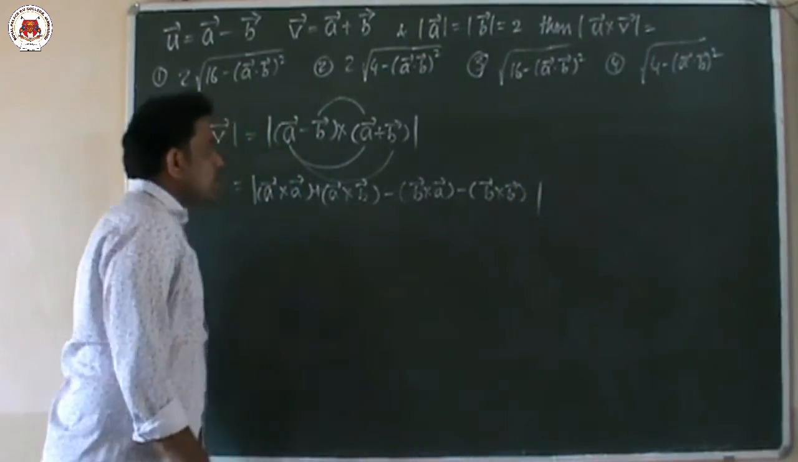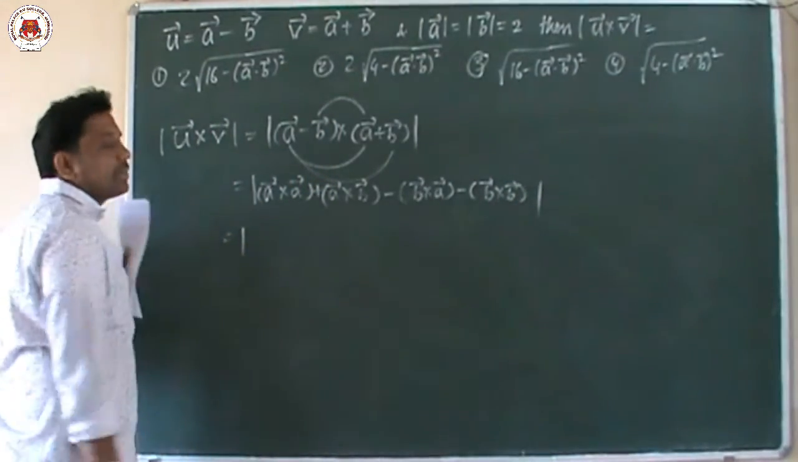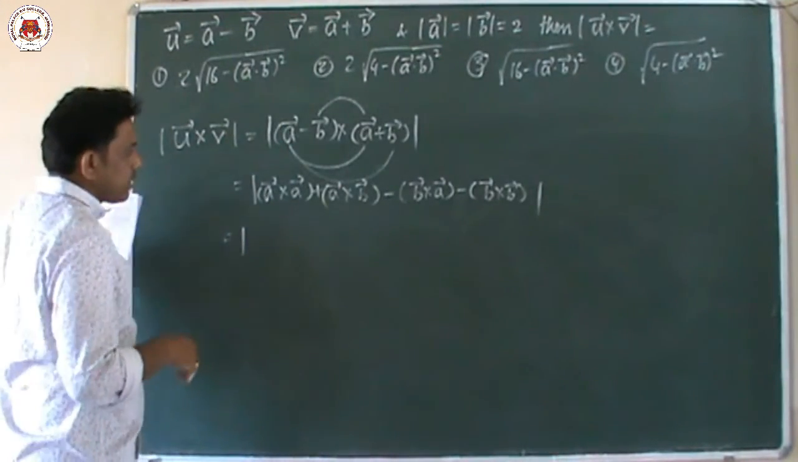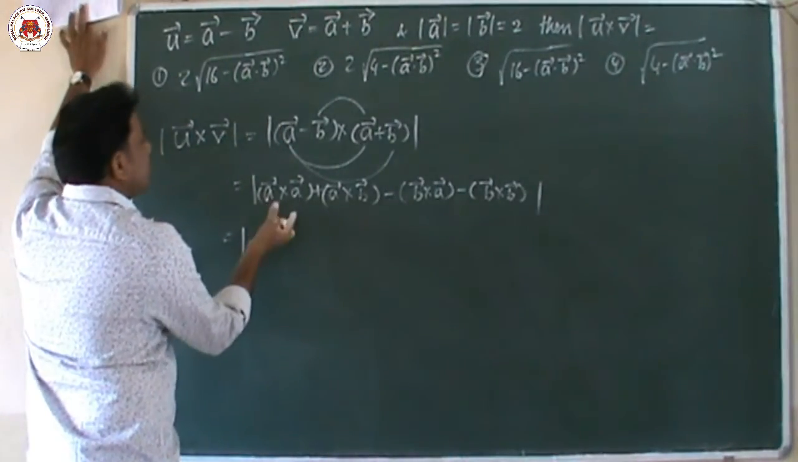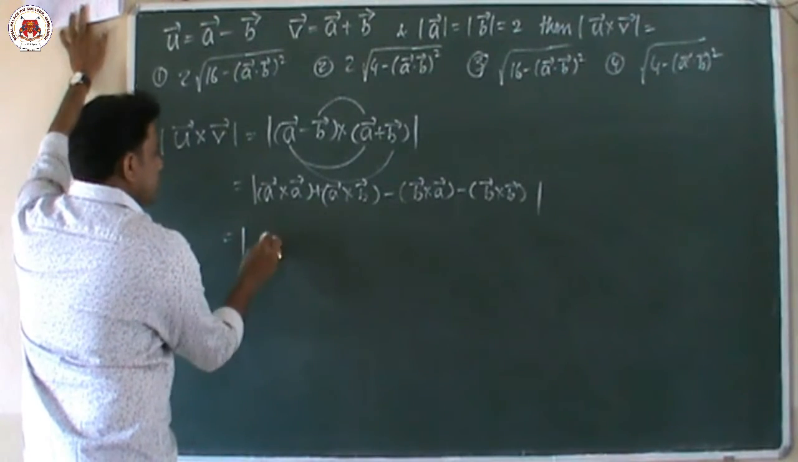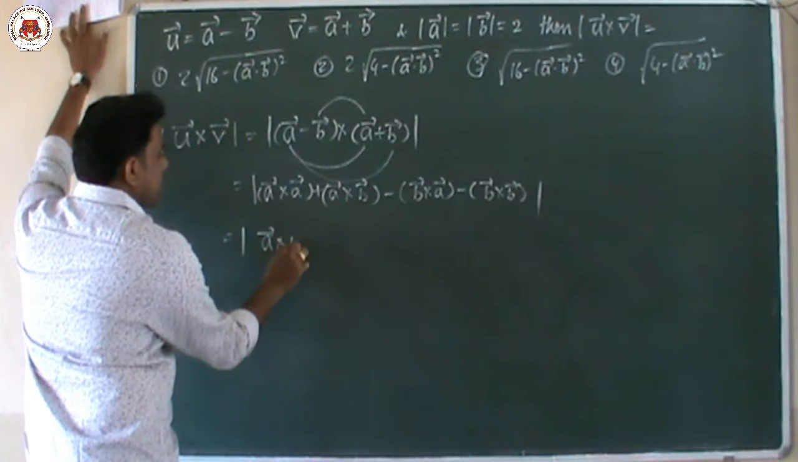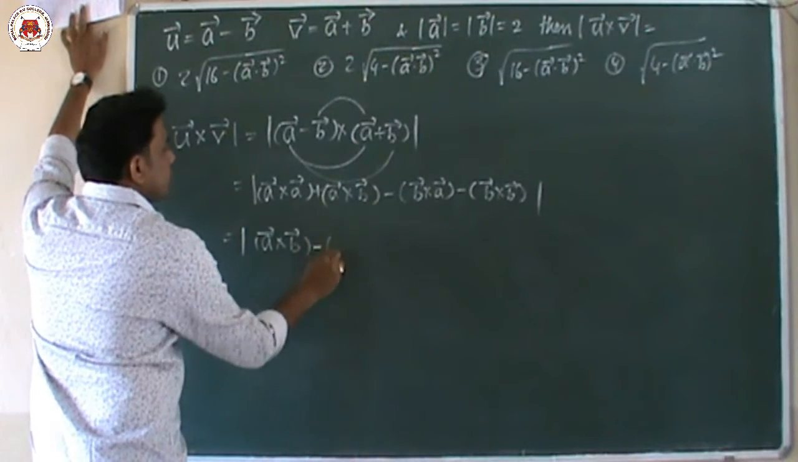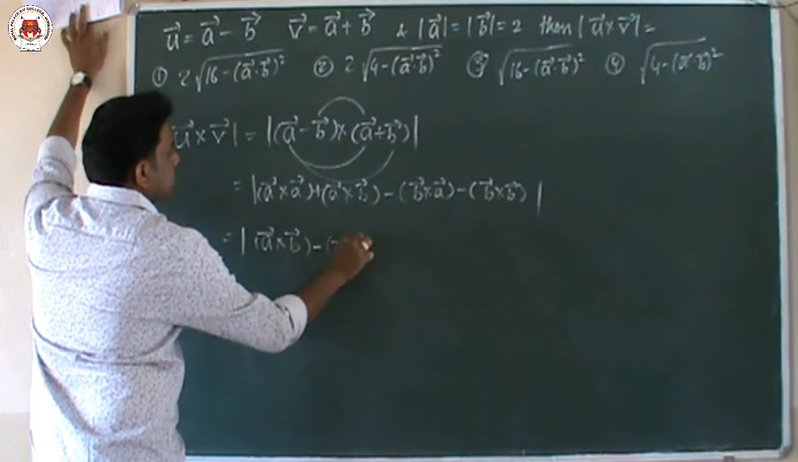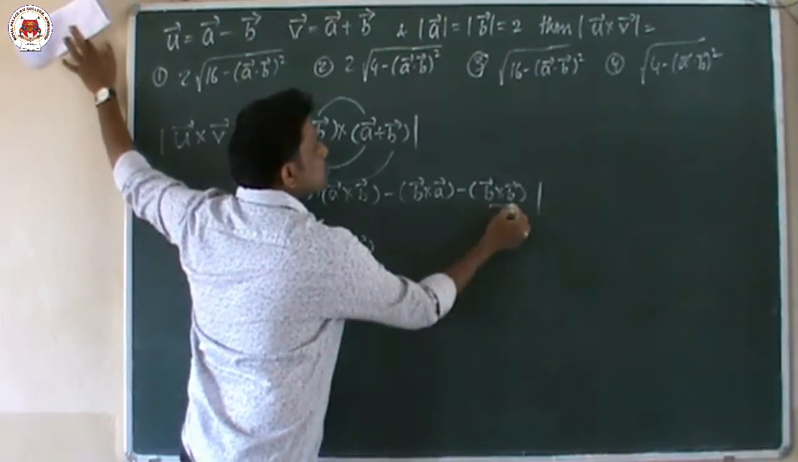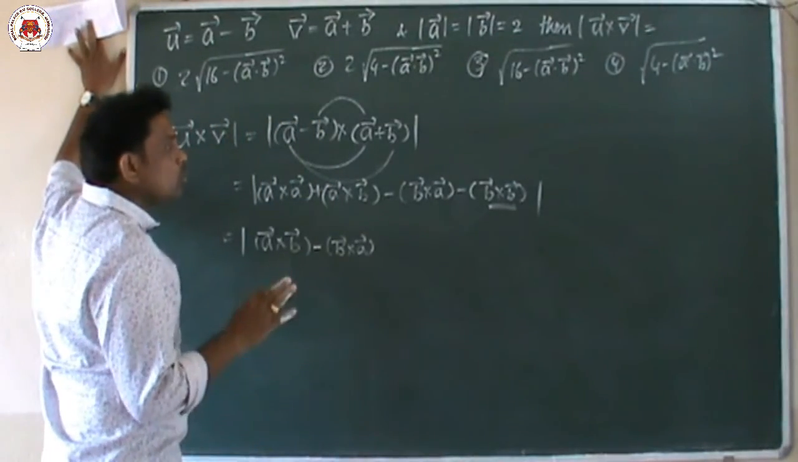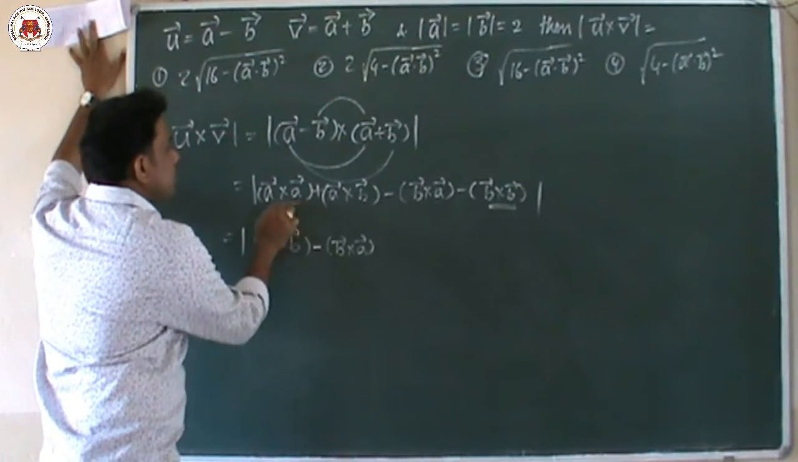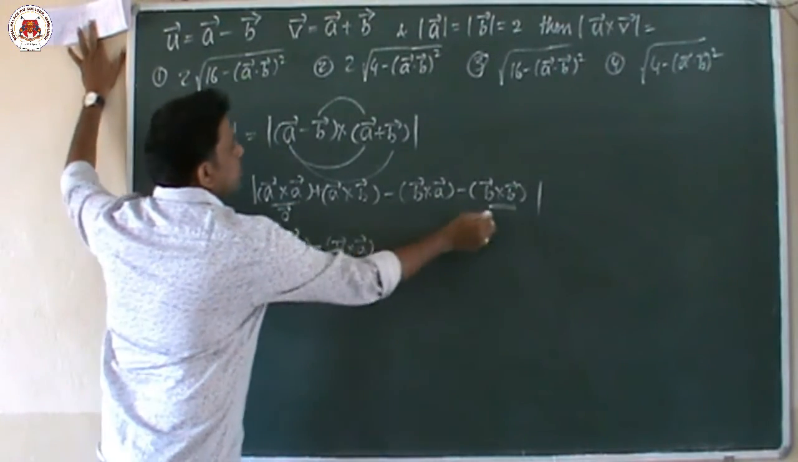We discussed this previously: the cross product between like vectors is always 0 vector. So this is the 0 vector, and 0 vector means no need to mention it. What are the remaining values? Vector a cross vector b is there. Minus, so what are the remaining terms here? b vector cross a vector. And here also these two are like vectors only. Between two like vectors the cross product is a null vector. So this value is a null vector and this value is also a null vector.